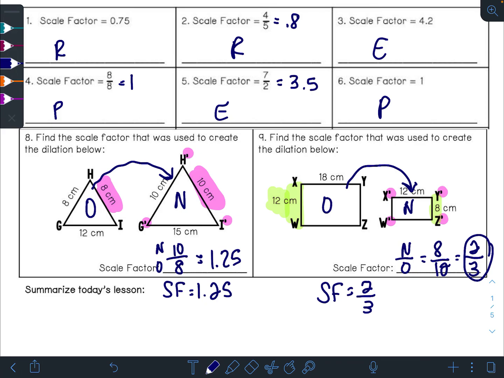So the next video, I'm breaking this up into parts for you. So this was just an introduction, again, as to scale factor, just a review. Next, we're going to be looking into what the rule is.